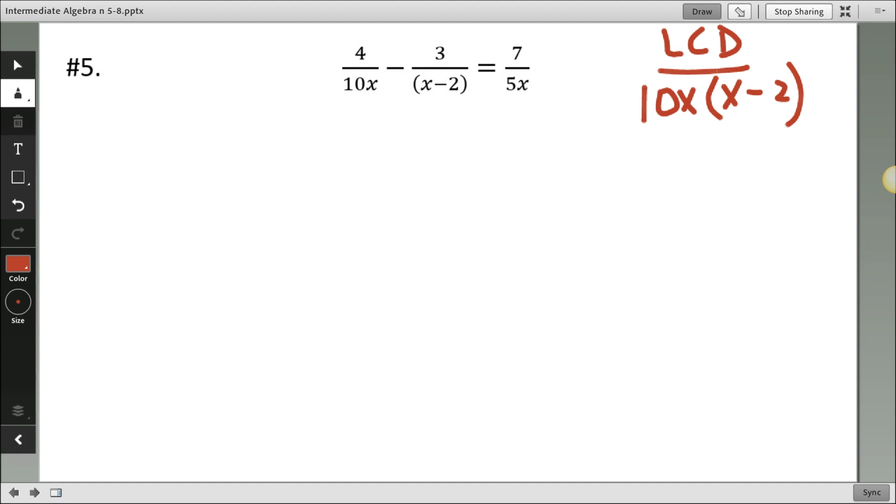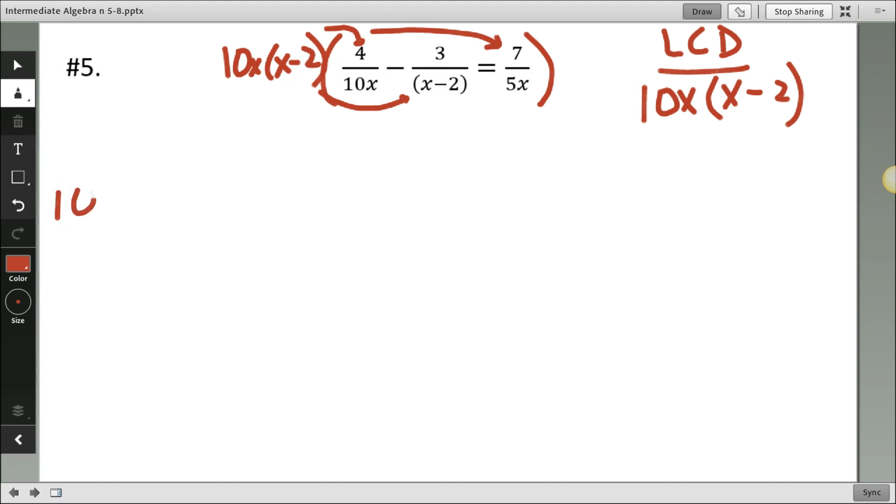So at this point, we're going to multiply every term by the LCD. So we're going to distribute that to every term, all three of these terms. So 10x times x minus 2, and we're going to multiply that by 4 over 10x.